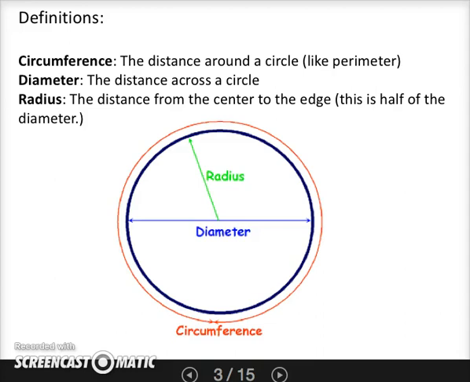The circumference of a circle is the distance around the edge of the circle, kind of like perimeter. The diameter of a circle is the distance across a circle, and the radius is the distance from the center to the edge, and this is half the diameter. Intuitively, you can convince yourself of that pretty easily.